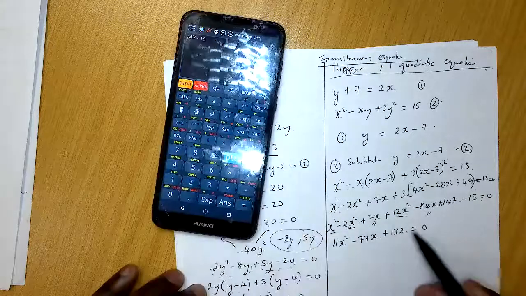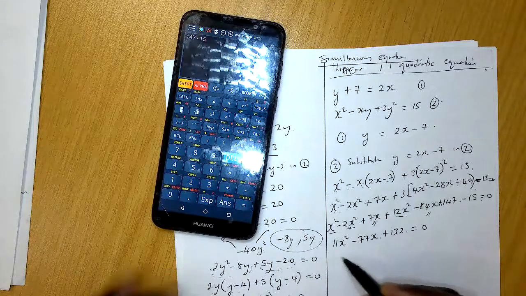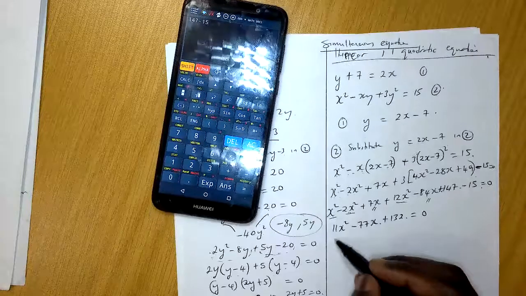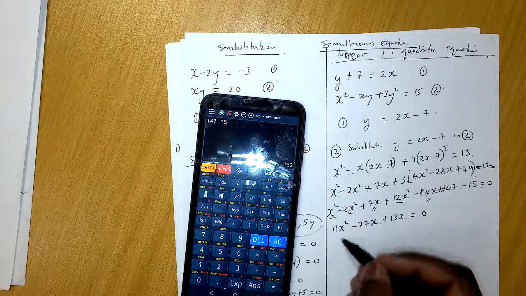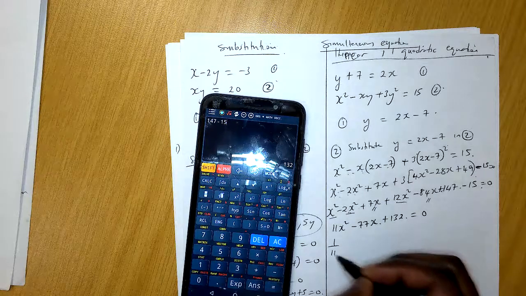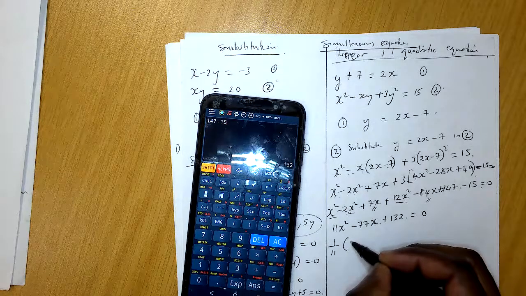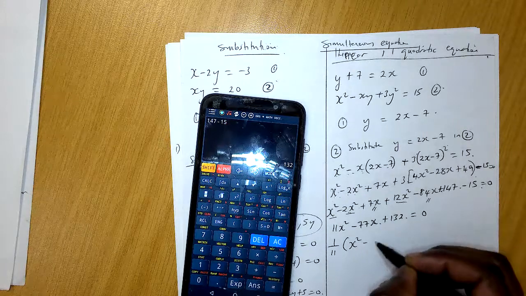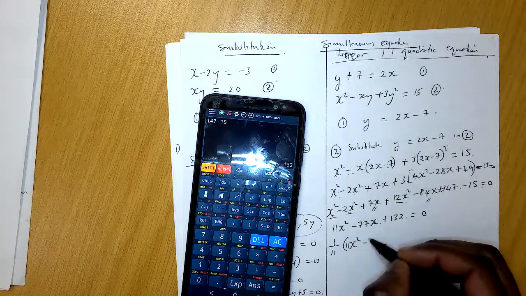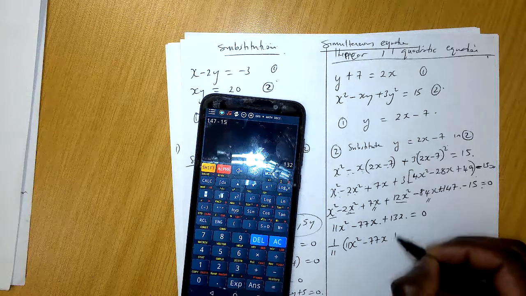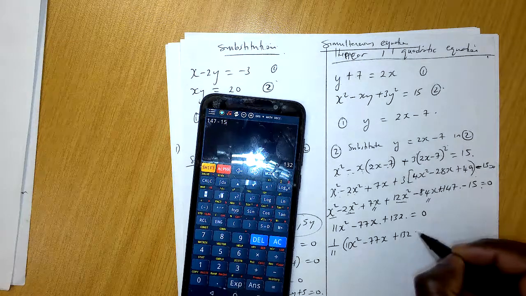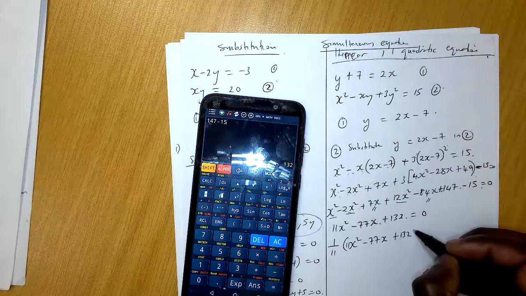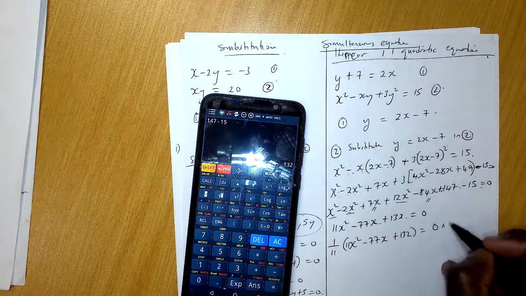So here we're going to factor out 11. We divide by 11 throughout because 11 is common to all. So we're going to multiply by 1 over 11 throughout there: 11x squared minus 77x plus 132 is equal to 0, also times 1 over 11.